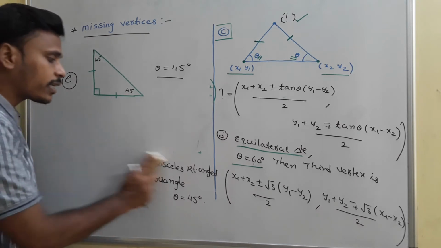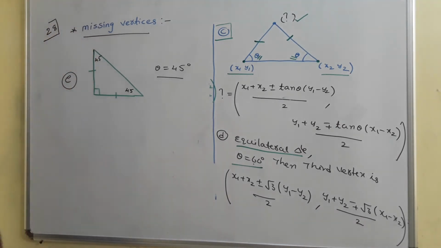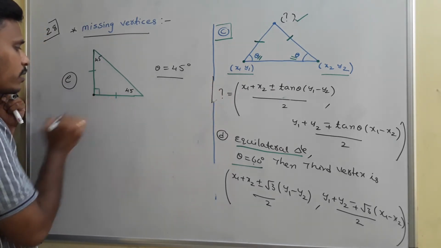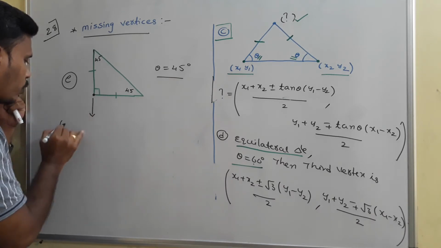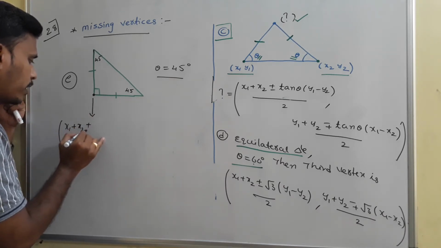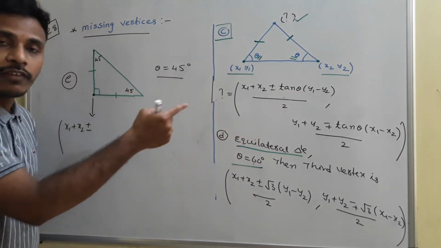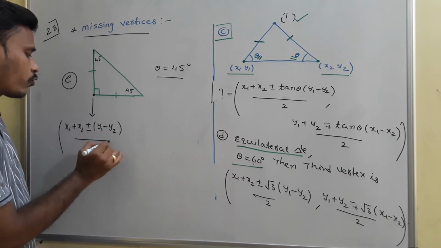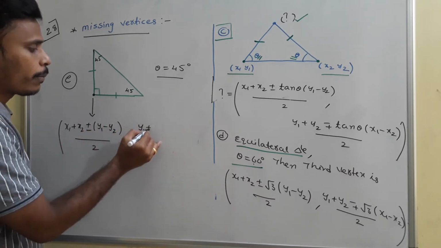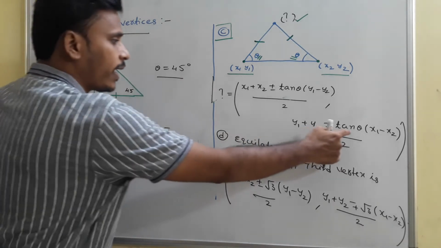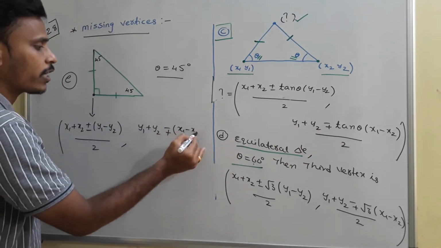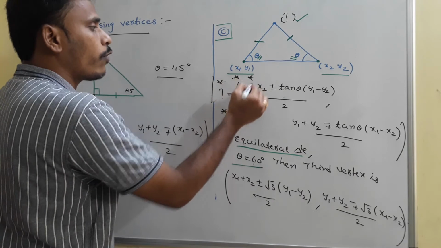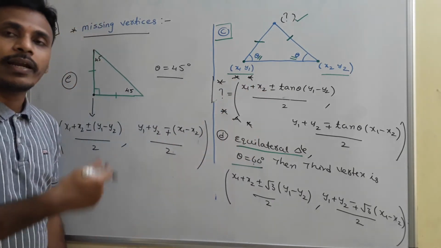If you consider that theta equals 45 degrees, then again use the same formula, replacing theta with 45. You will get that the missing vertex, the right angle vertex, is (x1 plus x2 plus or minus tan theta, meaning tan 45. Tan 45 is 1, so nothing is there to write, into (y1 minus y2)) by 2 comma (y1 plus y2 minus or plus, again tan 45 is 1, (x1 minus x2)) by 2. At the end you need to memorize this formula. That's enough. If you memorize this particular formula, you need to replace theta depending on the given triangle.